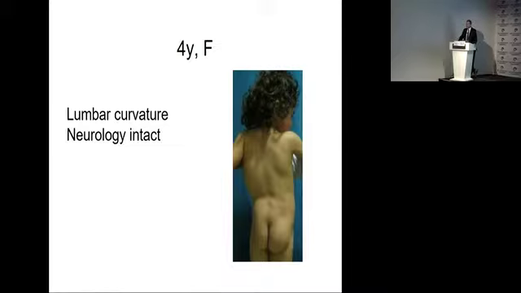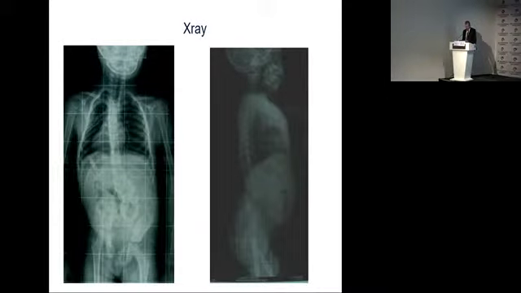This is a 4-year-old girl, and she had a lumbar curvature. She is intact neurologically. You can see here there's a scar at the lower part of the lumbar area. This is because she had a diastematomyelia excision 6 months ago, and you can see here obvious pelvic obliquity and an ipsilateral hemivertebra at the bottom of the lumbar spine.